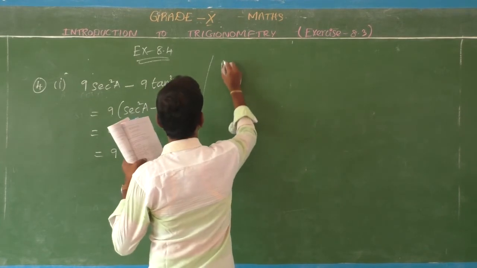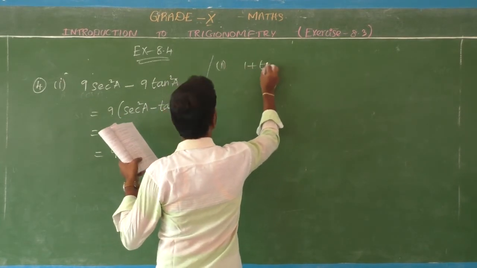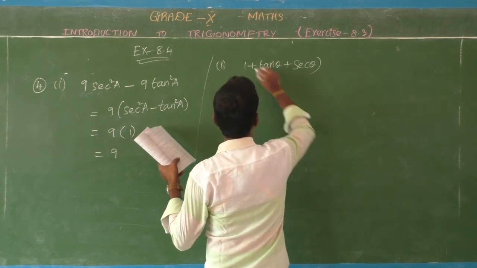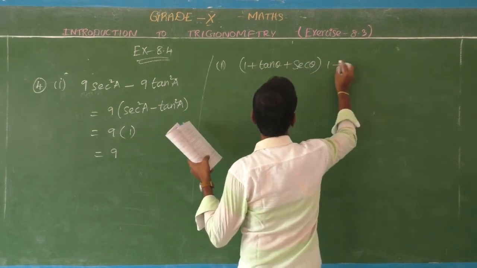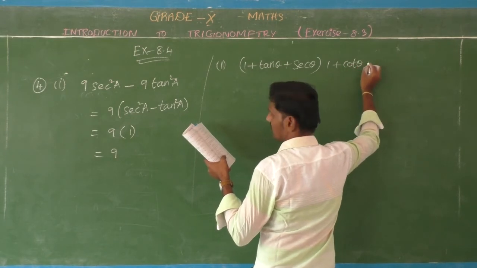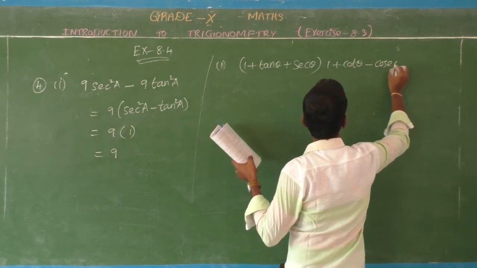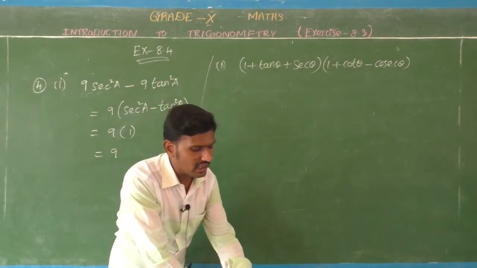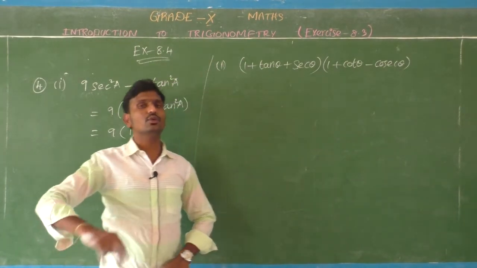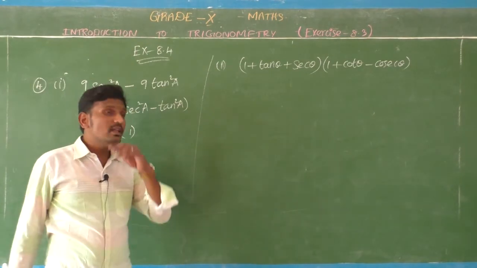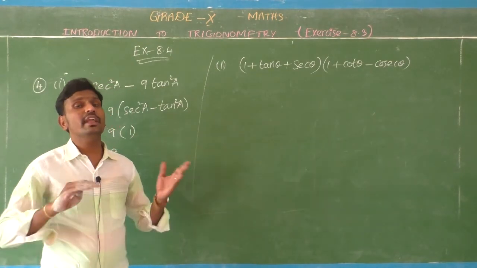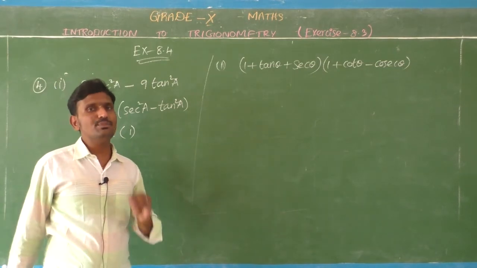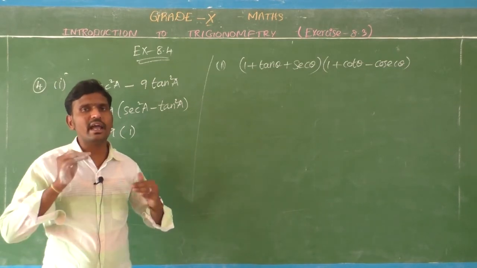And the second one is given: 1 plus tan theta plus secant theta into 1 plus cot theta minus cosecant theta. So hereafter, students, listen carefully, all of you. It is a very important question for you. This 1 mark question is sometimes also asked as a 2 mark question: find the value of this. So you have to simplify. Don't just memorize the answers like that.